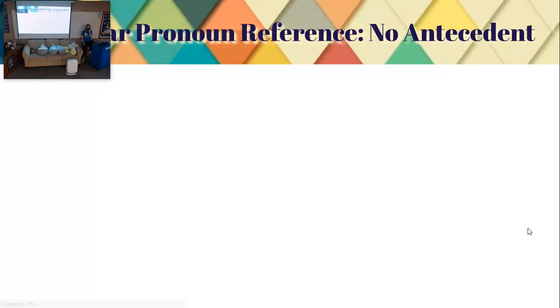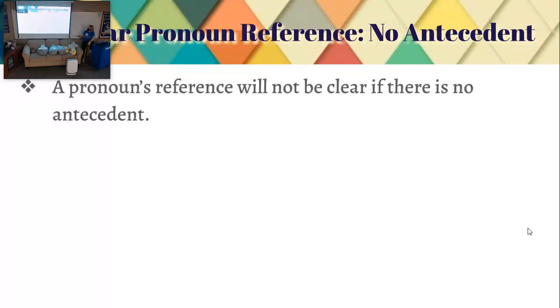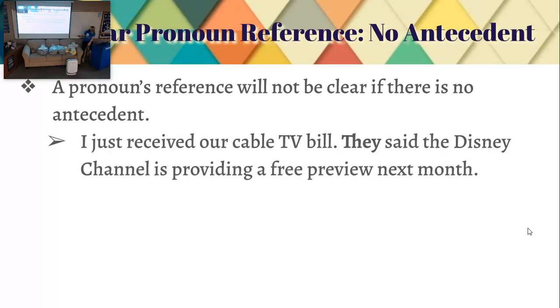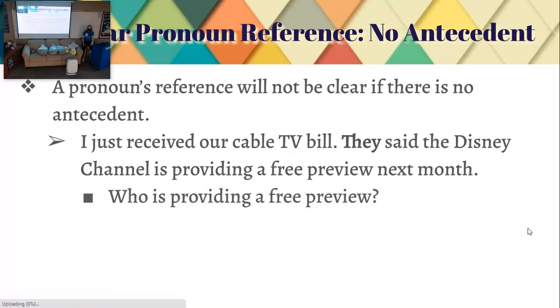Next up is having no antecedent. Sometimes we have a pronoun in a sentence and it's not clear what it's referring to because there's no word in the sentence for it to refer to. So here would be an example of that. I just received our cable TV bill. They said the Disney Channel is providing a free preview next month. But we don't know who they is because they doesn't have anything in the sentence to refer back to. It doesn't have an antecedent.